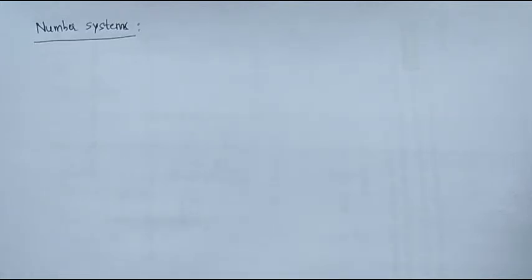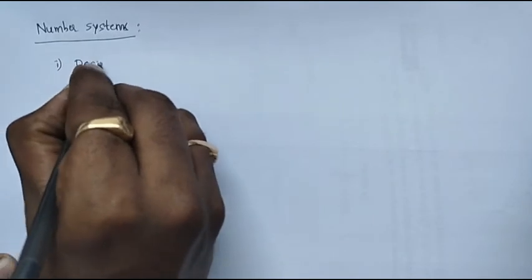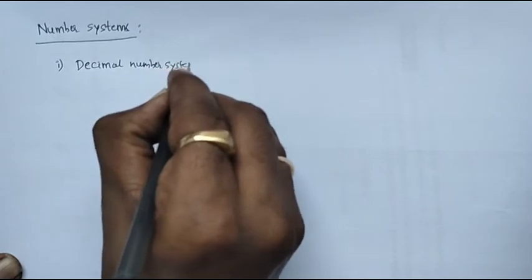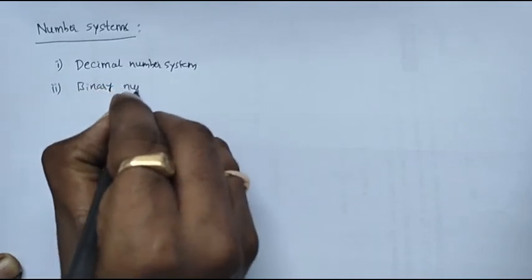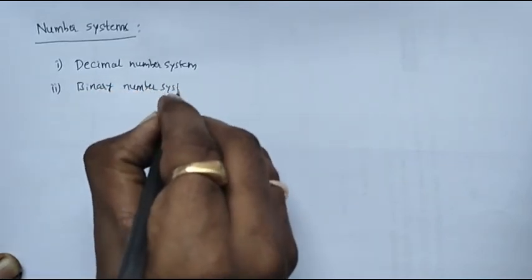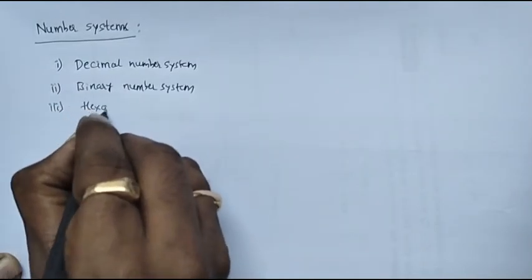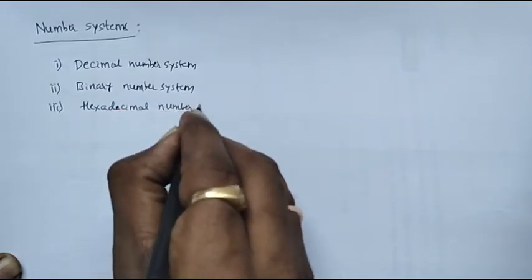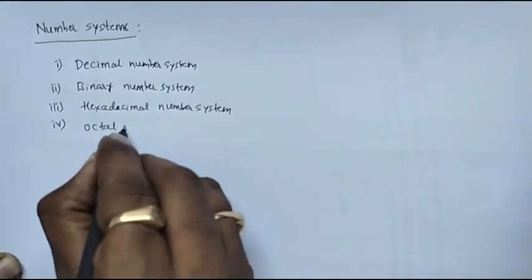There are four number systems of arithmetic that are used in digital systems. One is decimal number system, we have binary number system, hexadecimal number system, octal number system.